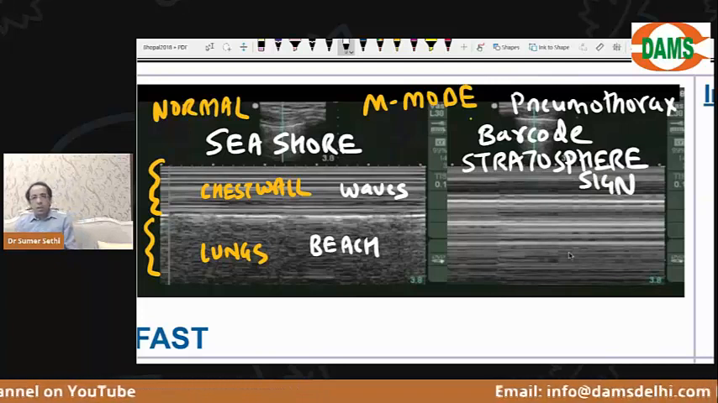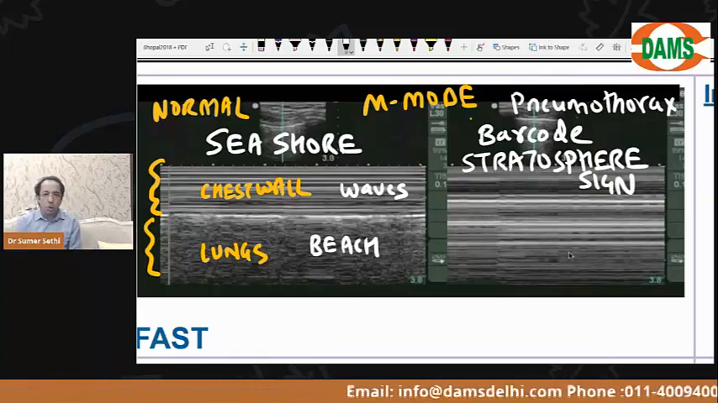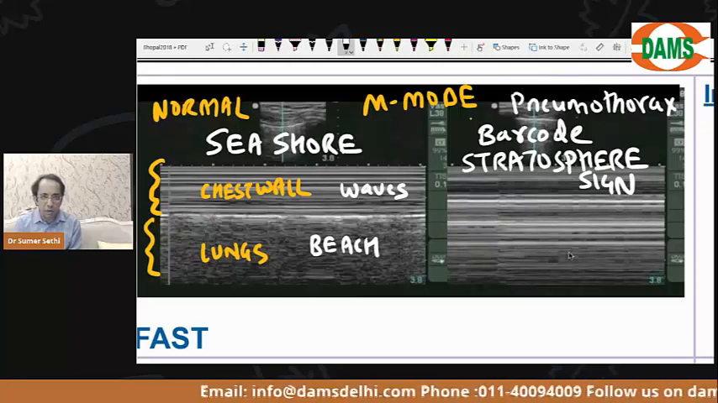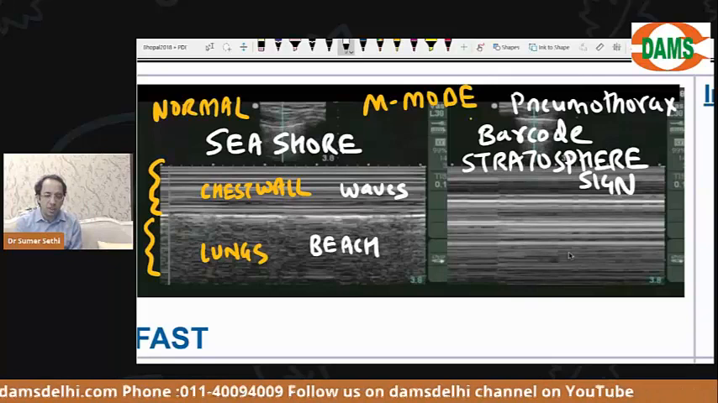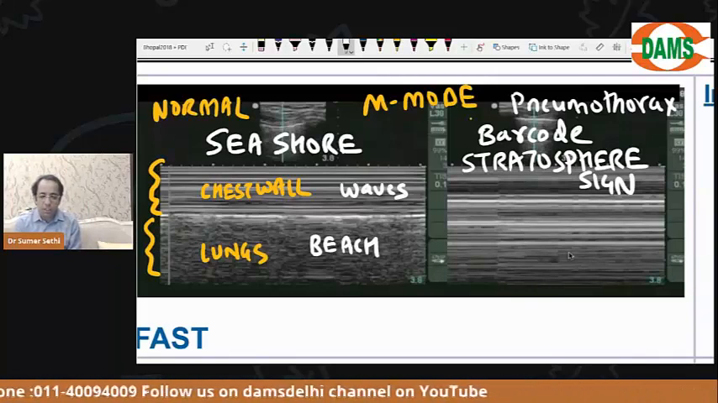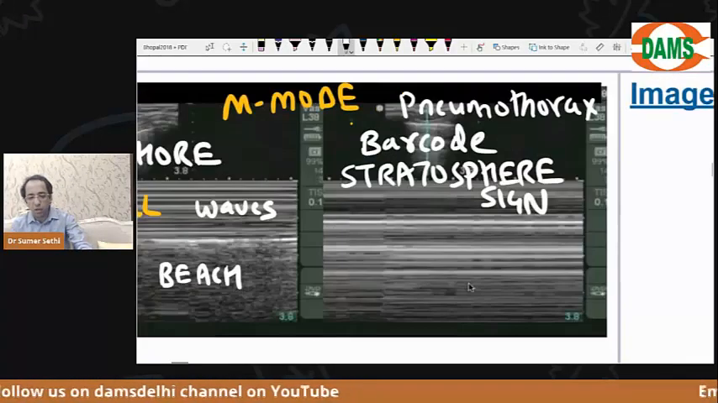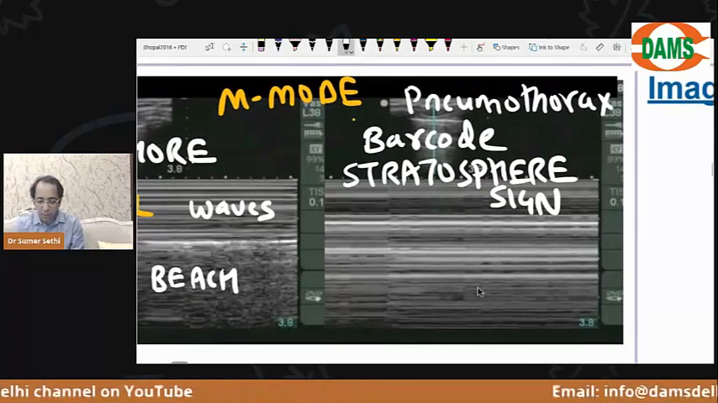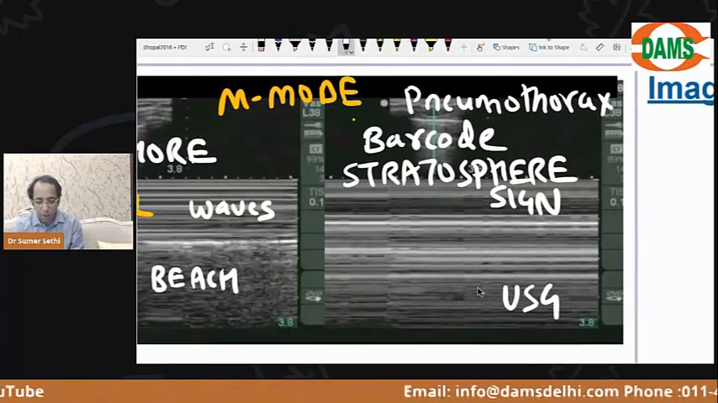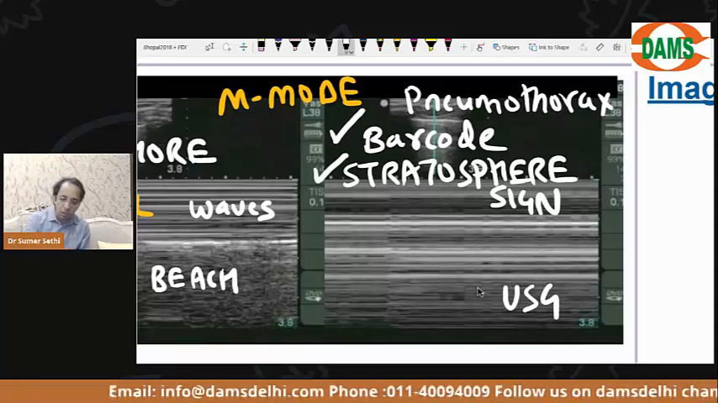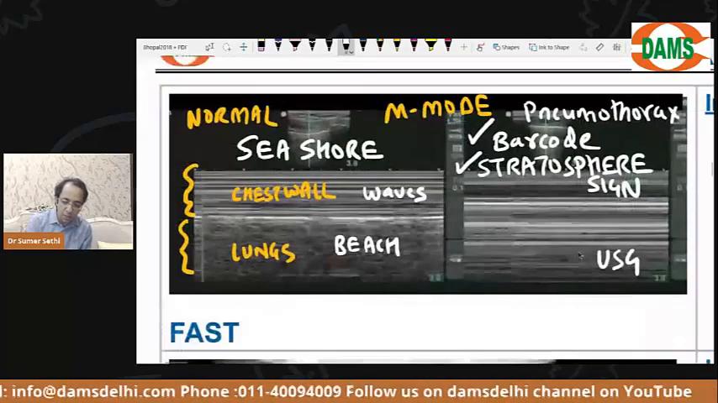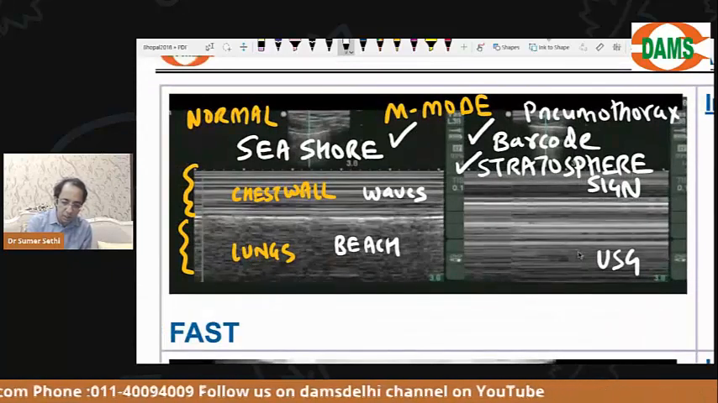Yesterday I taught you the most important sign of pneumothorax on a chest X-ray is the visceral pleural line sign. Today I am telling you the most important sign of pneumothorax on ultrasound is the barcode sign, also called stratosphere sign. While if the ultrasound is showing seashore sign, that is normal.